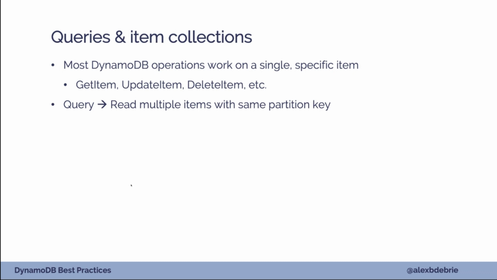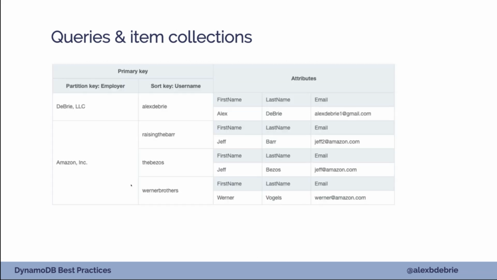There is an operation called the query operation. And what this lets you do is read multiple items with the same partition key. And this is really powerful. It allows you to do some pretty interesting things. So if we go back here, this is that employer and users table that we looked at before, I could go here and I could say, hey, give me all the people that work for Amazon Inc. And I would just use that query operation. I can operate on everyone that has that partition key of Amazon Inc. And that's going to get me everyone in there.